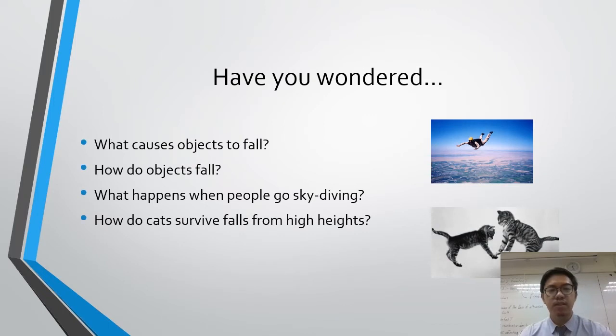Right. So before we start the topic, have you ever wondered what causes objects to fall? What happens when an object falls? What sort of forces are acting on the object when it's falling? How is it falling? Is it falling faster and faster, or slower and slower? Does it stop, or does it go on? What happens when people go skydiving? And this topic will also explain how cats survive falls from high heights. So we will look at all of these things in this topic.